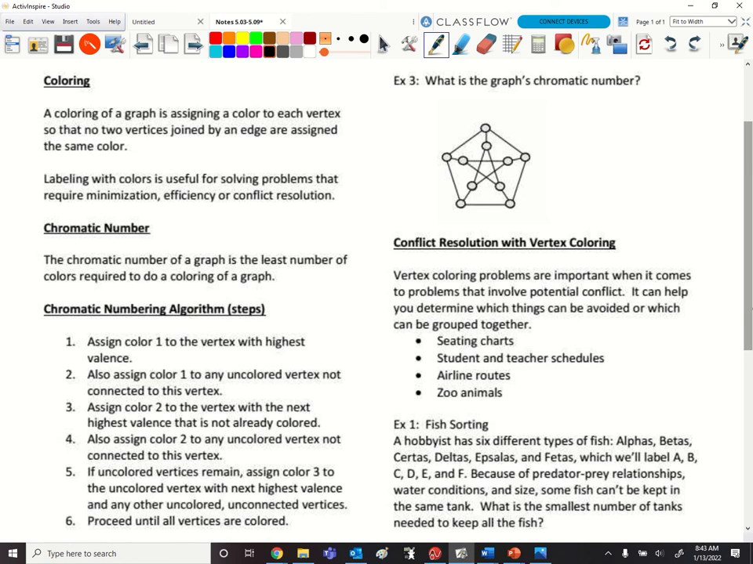All right. So chromatic number. This is important right here. The chromatic number of a graph is the least number of colors required to do a coloring of a graph. So let's pretend like I just asked you guys to get a certain number of colors for your homework. How many colors do you think that was? Yeah, I asked you to get 4, right? For your homework, you should need only 4. Should. Okay?